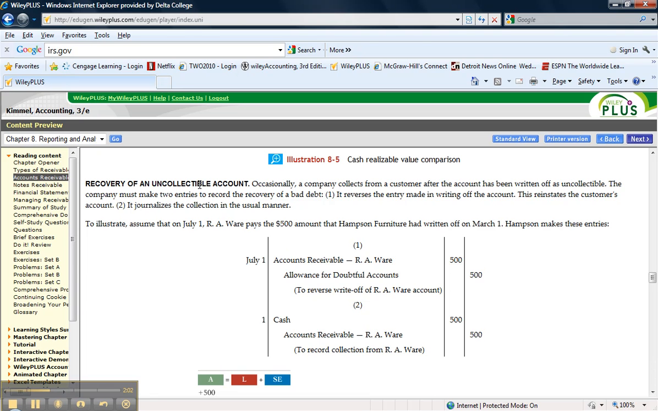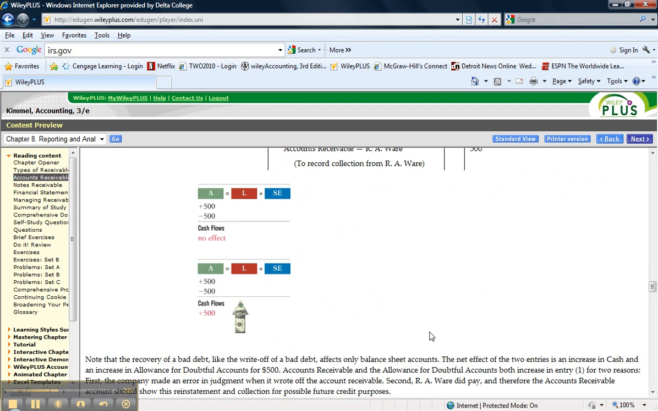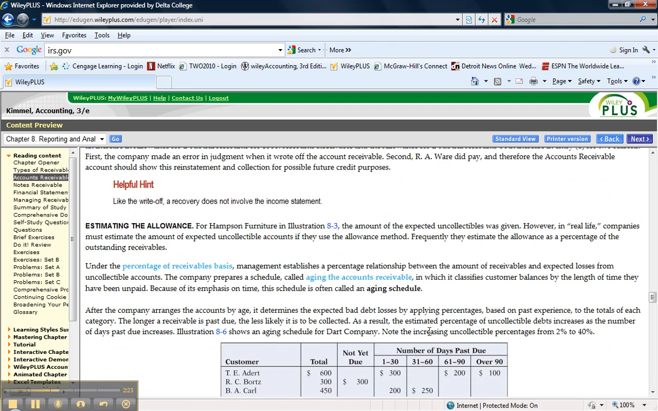So a recovery of an uncollectible account is handled like this. You have to put the write-off back, or reverse the write-off that we just did, so the AR is back on the books. Then you record a collection like we typically would before we even got to this chapter. You debit cash, credit AR to show the cash coming in. Okay, that is a recovery of a written off amount.